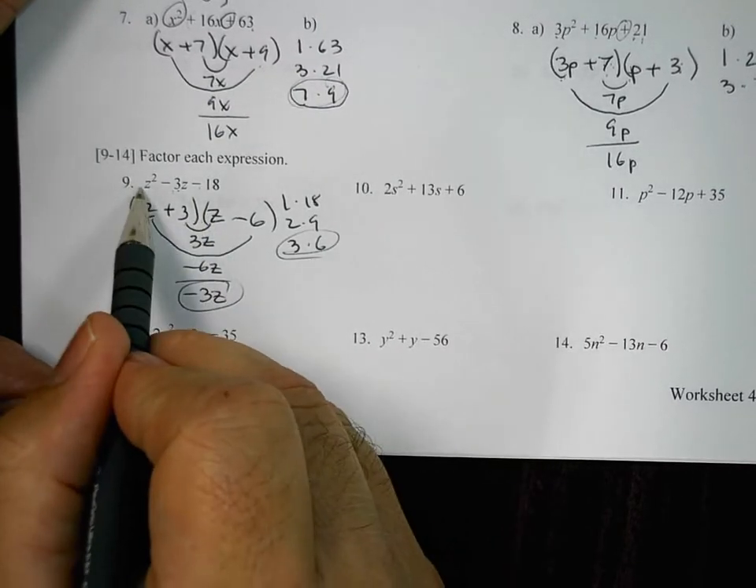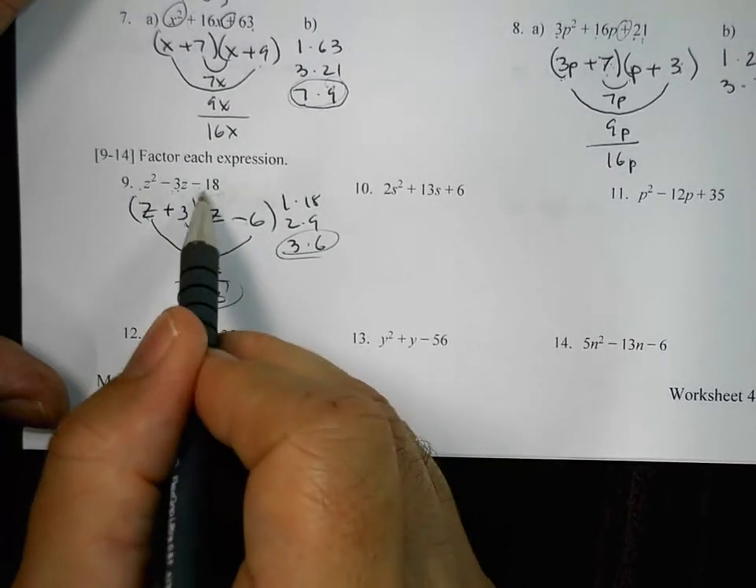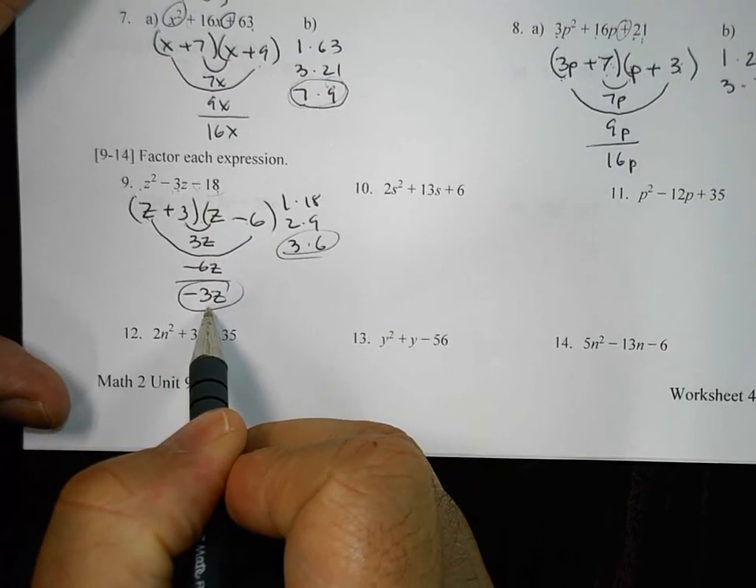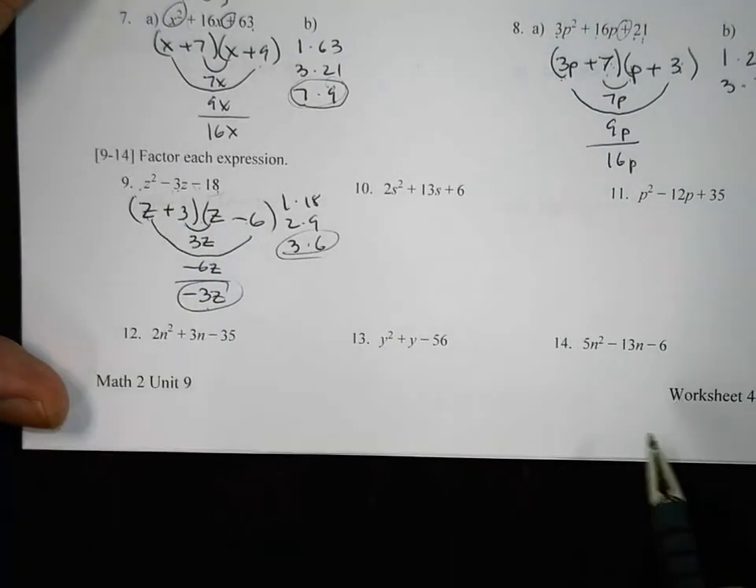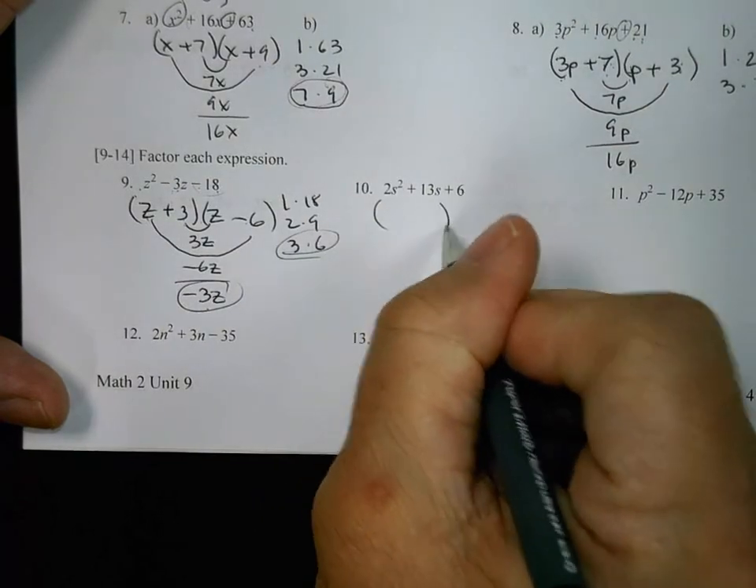So z times z is z squared. 3 times negative 6 is negative 18. And the middle terms add together to give us negative 3z. All right, moving on.